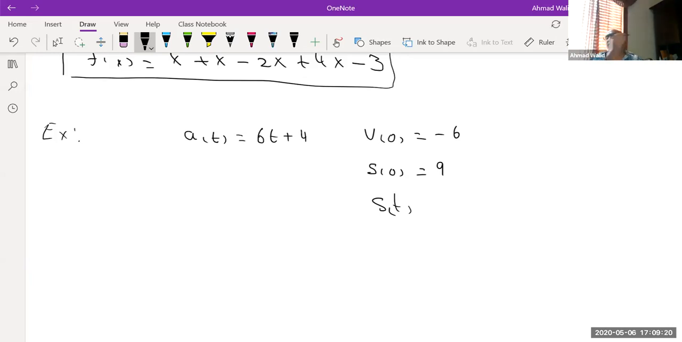A particle is moving on a straight line. The acceleration function is given to you, which is 6t plus 4. Also, the initial velocity is given to you, which is negative 6 centimeters per second. And also the initial position is given to you as 9 centimeters. They're asking you to find the position function.